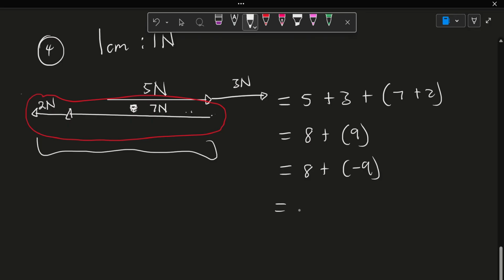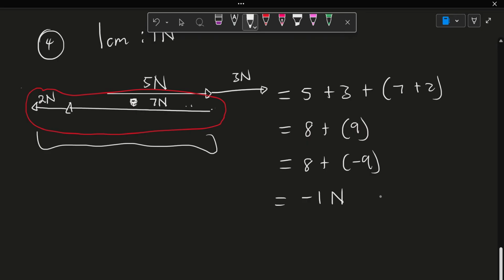And that would give me a negative 1 Newton. But because it's negative 1, you chose right as positive. That tells you that it's 1 Newton to the left.